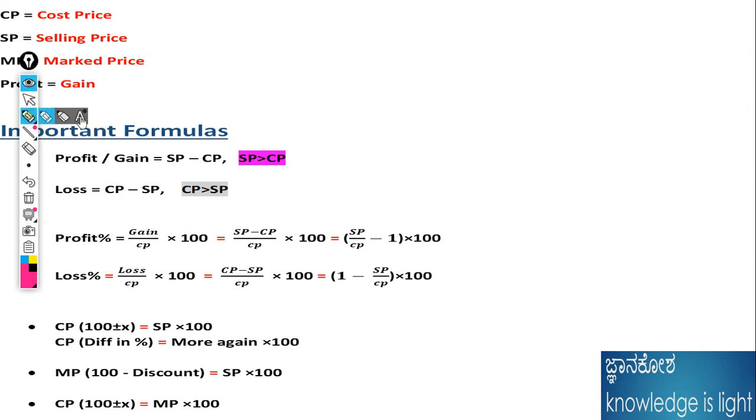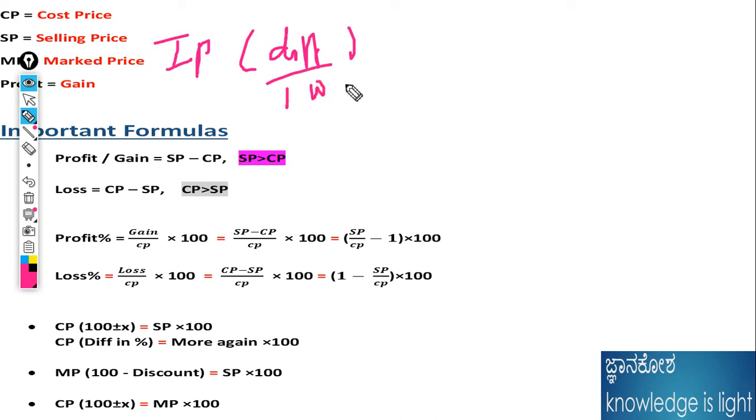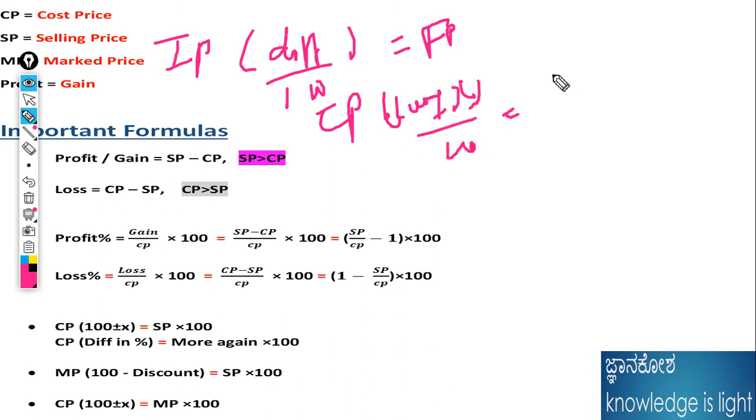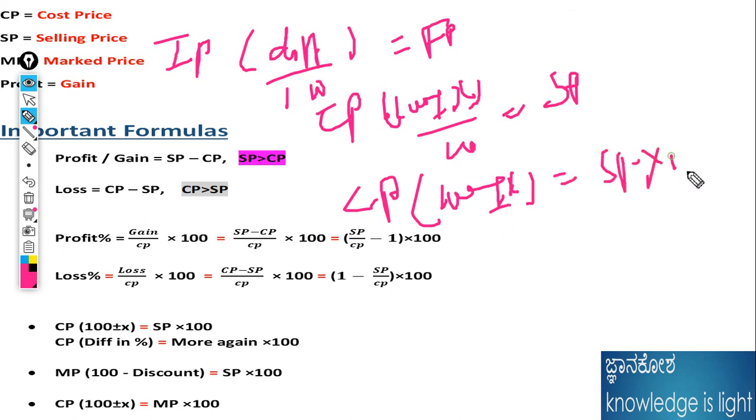This is the formula I discussed already in the first two parts. What is cost price, selling price? And mainly I would like to highlight that the initial value with a difference in percentage, divided by 100, is equal to the final price. That means CP into 100 plus or minus x divided by 100 is equal to SP, or else CP into 100 plus or minus x is equal to SP into 100. Just move it out here.